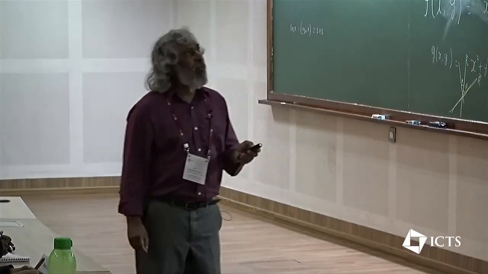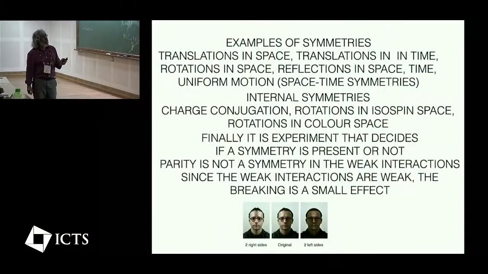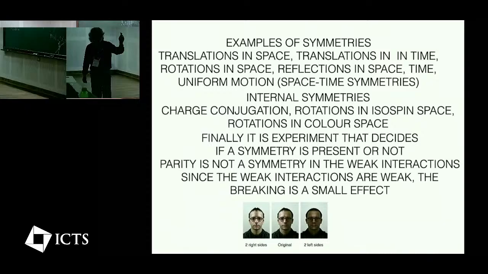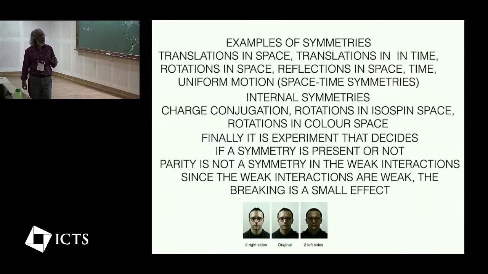Now, examples of symmetries are translations in space, translations in time, rotations in space, reflections in space, time, and uniform motion. And all these are called space-time symmetries. They're telling us about the properties of space-time, just as in the previous part, I was talking about the symmetries of the Euclidean plane. There are also internal symmetries.